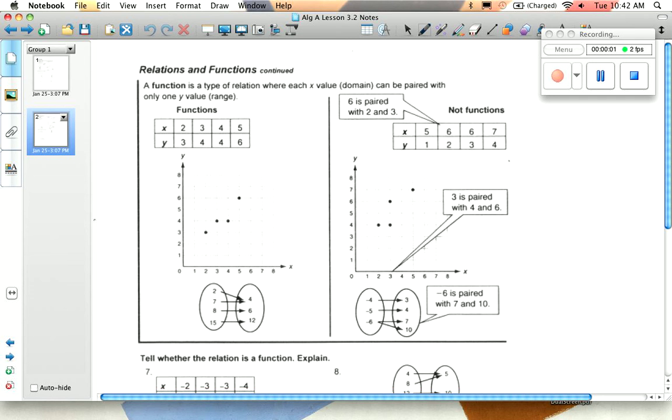Okay, so on the back side of today's notes, where we're talking about functions, notice what it says. A function is a type of relation. So it has its own standards. In other words, not every relation can be a function.